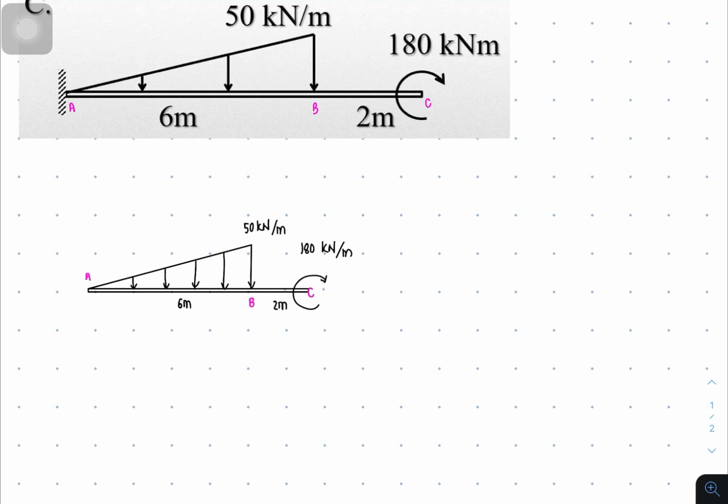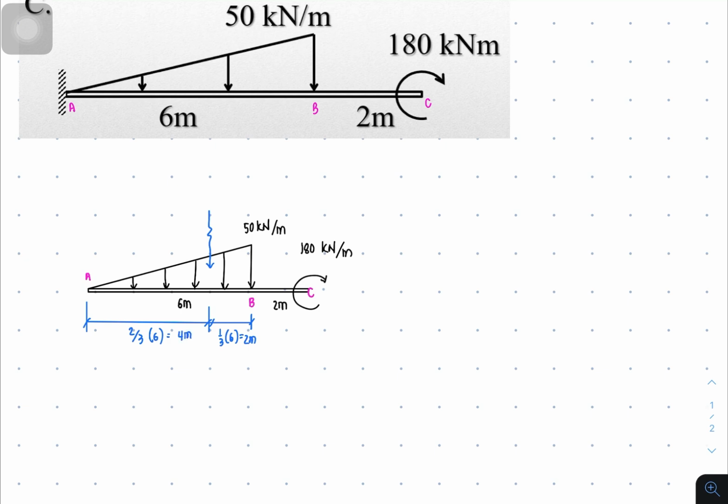And of course, since we have a distributed load, we're going to get its components, resultant rather. This is a triangular load, therefore the resultant is found 1/3 from the heel, this one. This is 1/3 of 6, that's 2 meters. And from the toes, this is 2/3 of 6, and this is 4 meters.